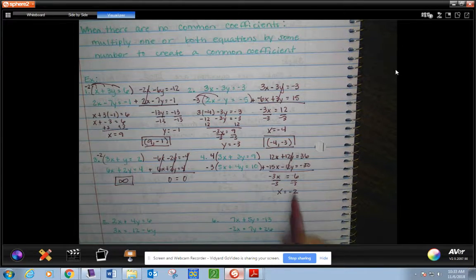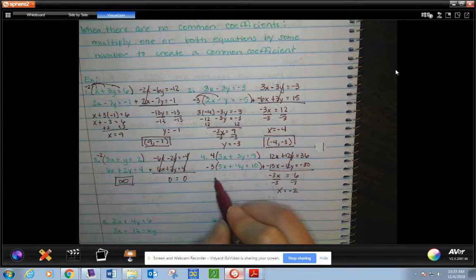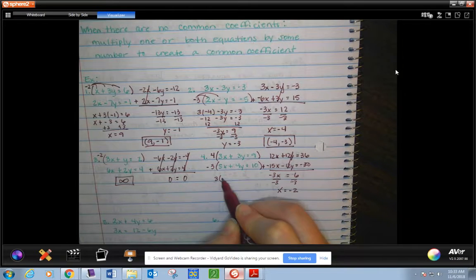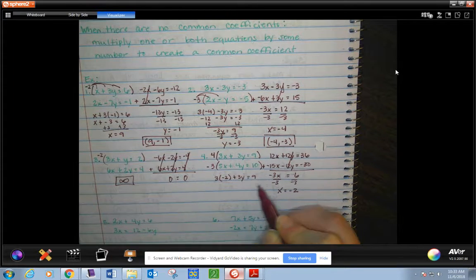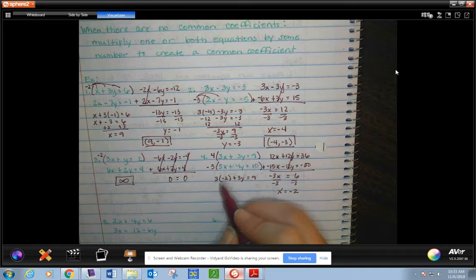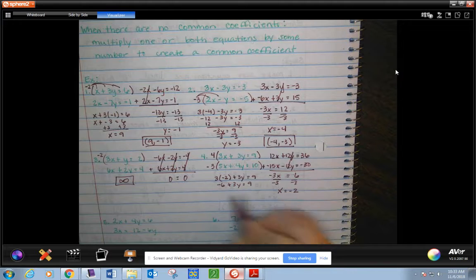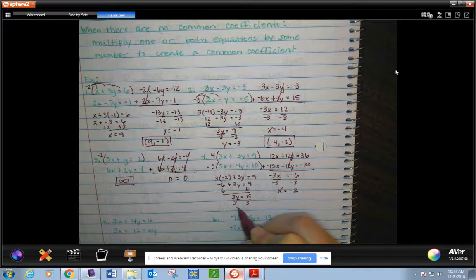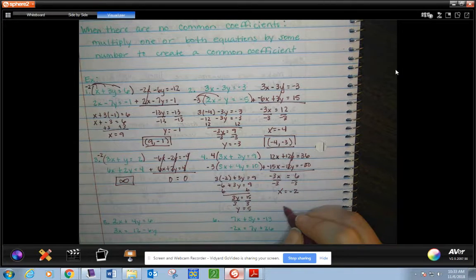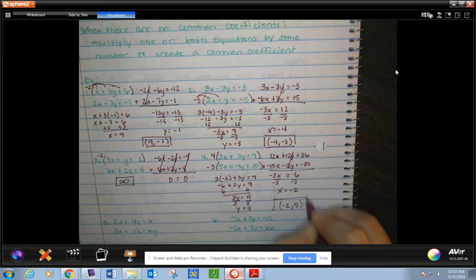Now I can take that and plug it back into either original equation. I'm going to go with the top one, so I'm going to do 3, but instead of x, I'm going to put negative 2 in its spot, plus 3y equals 9. From here, this gives me negative 6 plus 3y equals 9. I'm going to add my 6, and I get 3y equals 15. When I divide by 3, I get y equals 5. So when I go to write my ordered pair, I have negative 2, 5, and that is my solution.